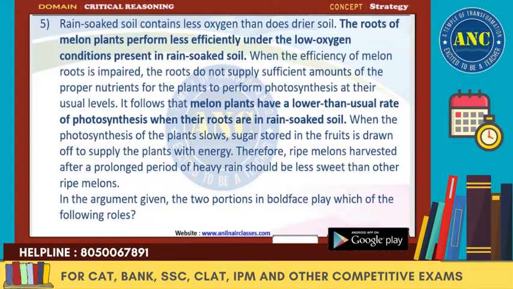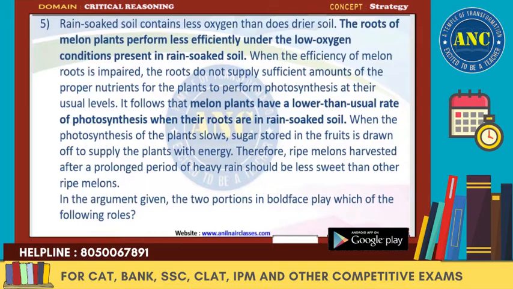Rain-soaked soil contains less oxygen than does drier soil. The roots of melon plants perform less efficiently under the low oxygen conditions present in rain-soaked soil. When the efficiency of melon roots is impaired, the roots do not supply sufficient amounts of the proper nutrients for the plants to perform photosynthesis at their usual levels. It follows that melon plants have a lower than usual rate of photosynthesis when their roots are in rain-soaked soil.